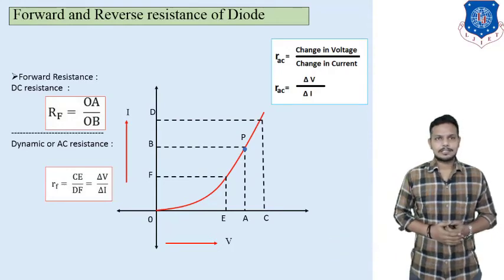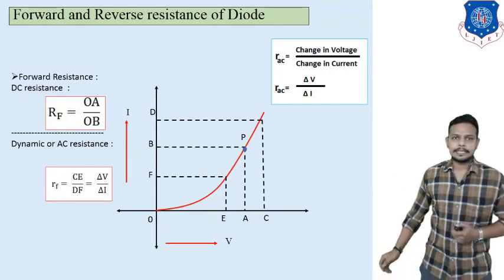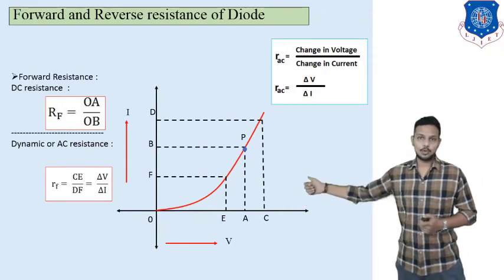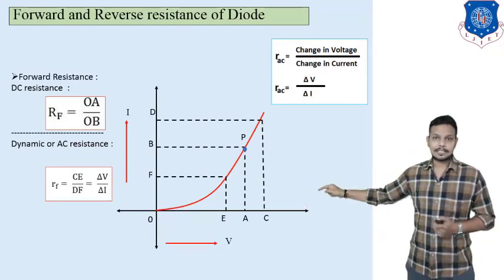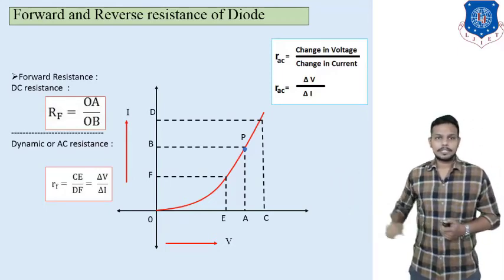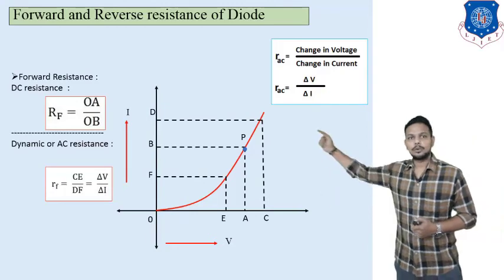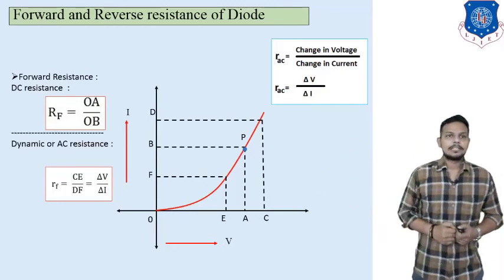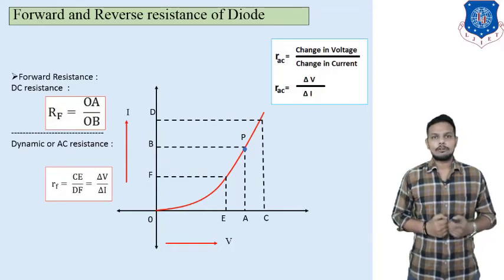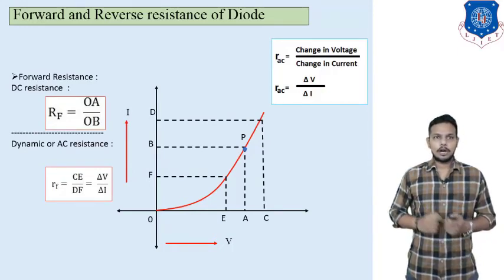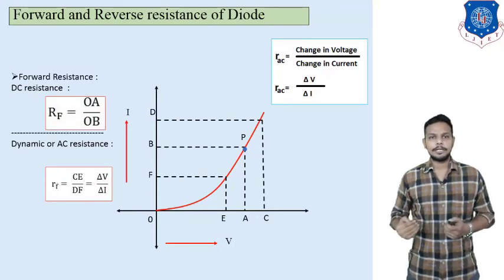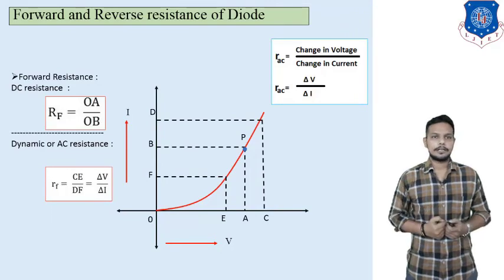So the forward resistance RF is equal to the distance 0 to A on the x-axis for voltage, and on the y-axis it is 0 to B. So basically 0 to A upon 0 to B is equal to the forward resistance, or we can say this is the DC resistance for a fixed value of voltage and a fixed value of current.